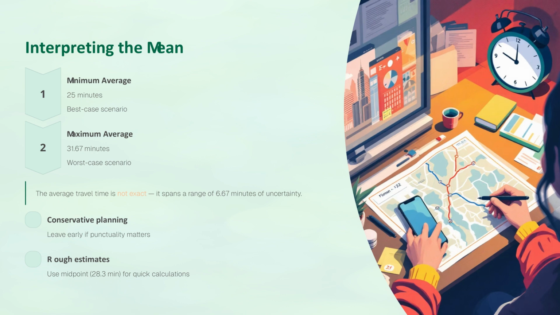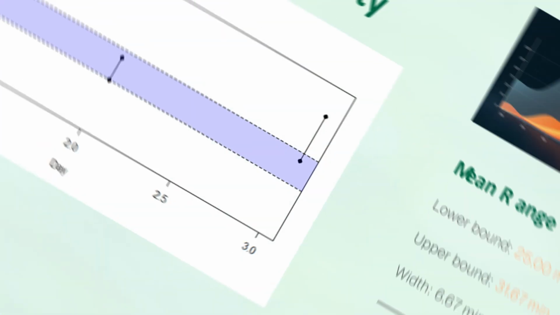This slide explains how to interpret the Neutrosophic mean. The result we obtained is a range rather than a single value. This means the average is not fixed but lies somewhere within that interval. The lower bound represents the best-case scenario, while the upper bound represents the worst-case scenario. In practical decision-making, this is very useful. For example, if you are planning your travel, you may consider the upper bound to avoid being late. If you want a rough estimate, you may take the midpoint. So, the Neutrosophic mean gives more information than a single number.